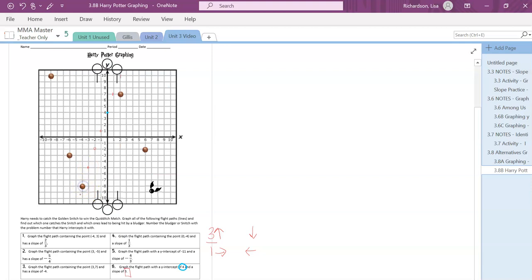So you get hit by this bludger. So I would number it bludger number 6. So that tells me that that is the 6th line right there. That's the one it hits. So one of them is going to catch the golden snitch. The golden snitch, if y'all can't tell, just happens to be this little number right here. And that gives you 150 points in Quidditch.